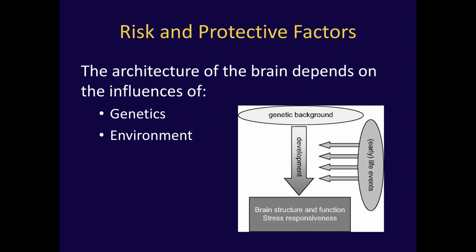So neuropsychology can help us to understand the impact of risk and protective factors, which we talked about on Tuesday, on the brain. So this serves as a review, and then also as what neuropsychologists can study to help us to understand the brain. But essentially, the architecture of the brain depends on the influences of both genetics and environment. Genetics supply the basic plan for brain development.